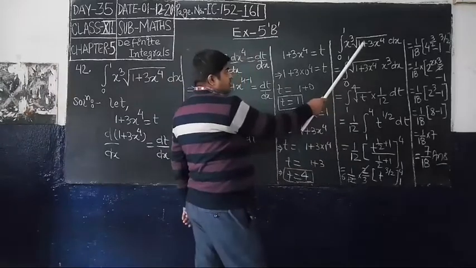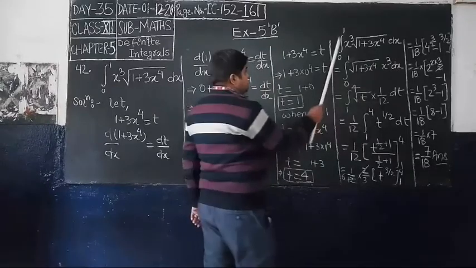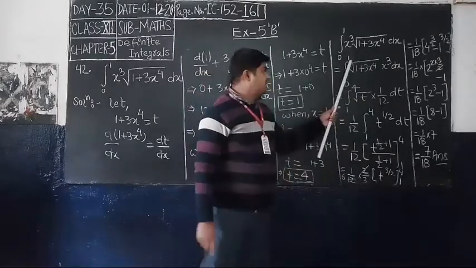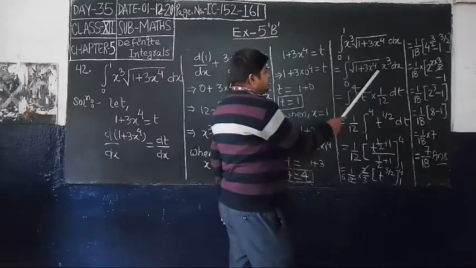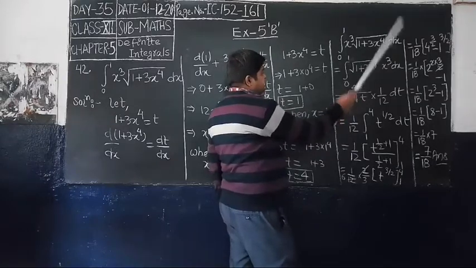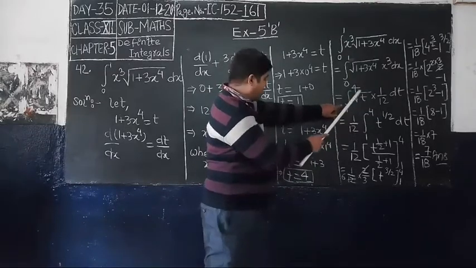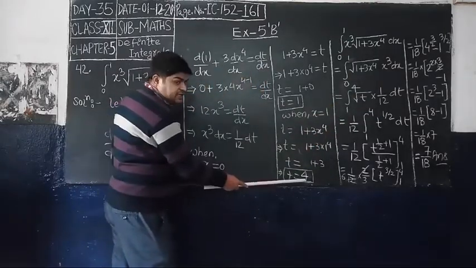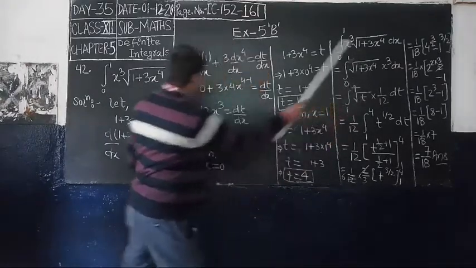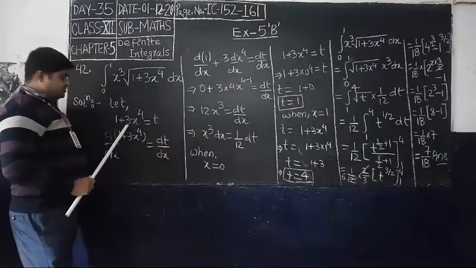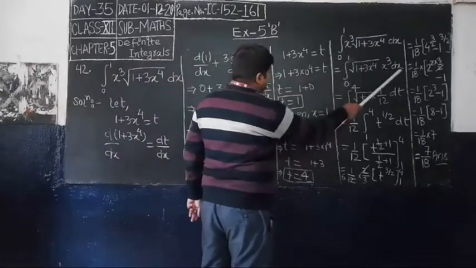This is your question. You have to find the integration of x cube under root 1 plus 3x to the power 4 dx with limits 0 to 1. The lower limit 0 is there and 1. You will write here under root 1 plus 3x to the power 4 into x cube dx. You will arrange only. Then you will change the limits from 1 to 4, lower limit 1 and upper limit 4, and put the value of 1 plus 3x to the power 4 equal to t. Then you will put here under root t and x cube dx.